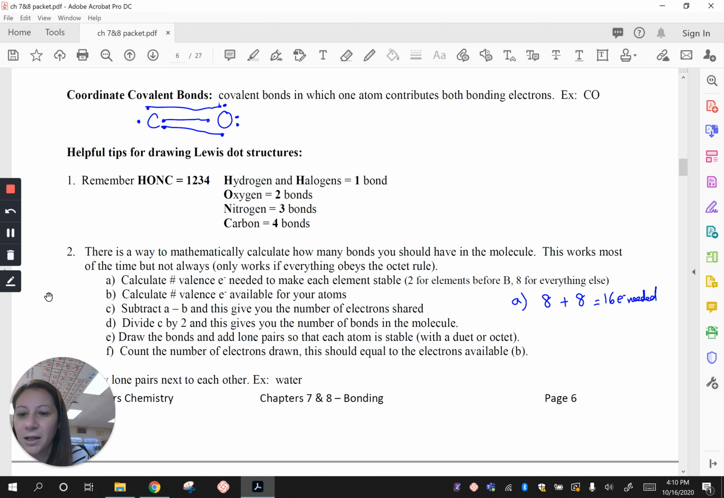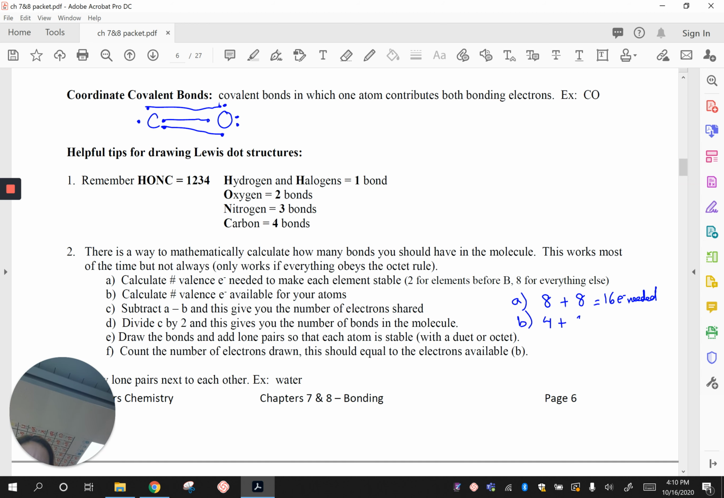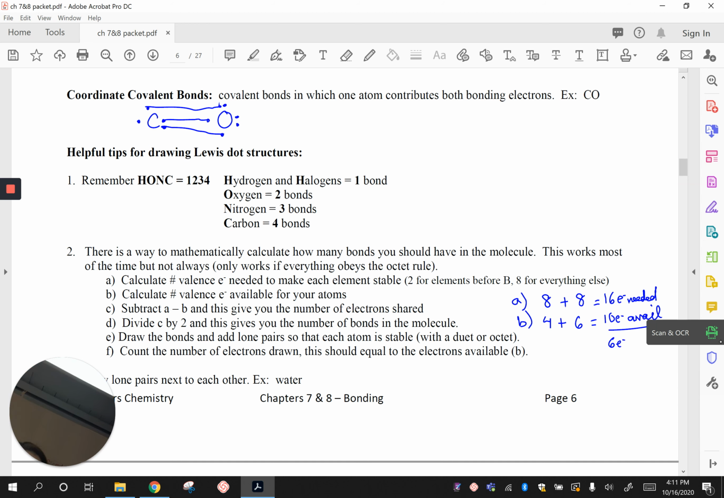Okay, let's look at B. B says, calculate the number of valence electrons available for your atoms. So carbon has 4 valence electrons. Oxygen has 6 valence electrons, for a total of 10 electrons available. Letter C. Subtract A minus B, and this gives you the number of electrons shared. So if I subtract these, 16 minus 10 is 6 electrons that are being shared.